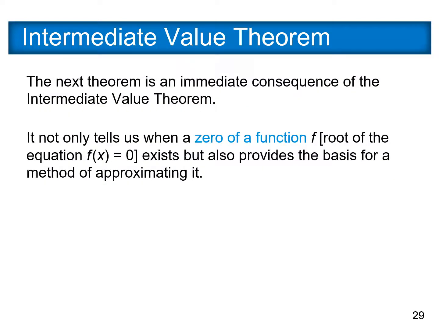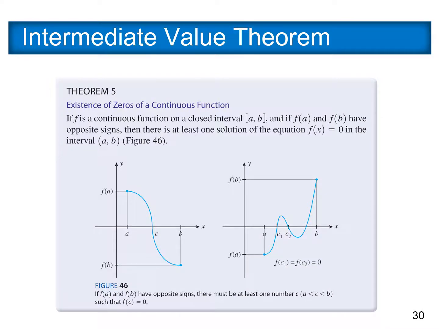So the next theorem is the immediate consequence of the intermediate value theorem. It not only tells us where a zero of a function f can exist, but it also provides the basis for a method of approximating and trying to find that zero. We call this the existence of zeros in a continuous function.